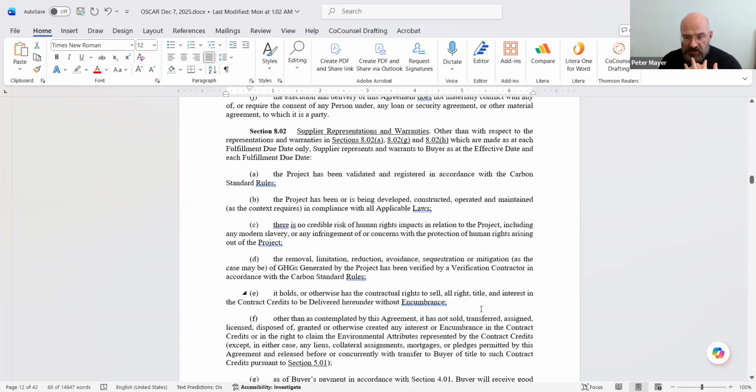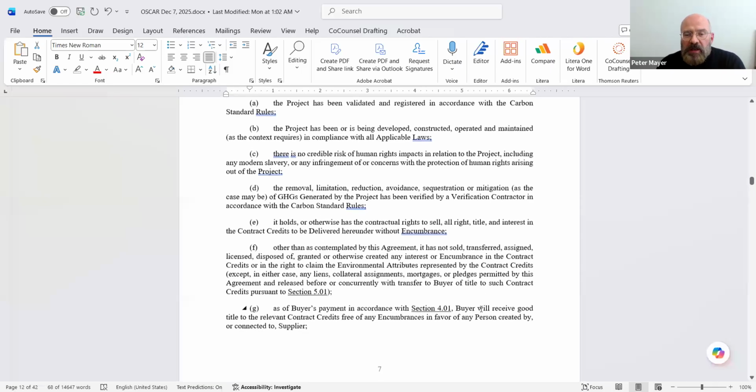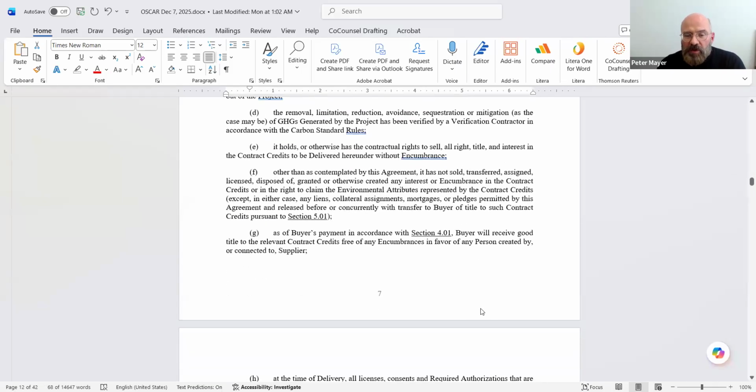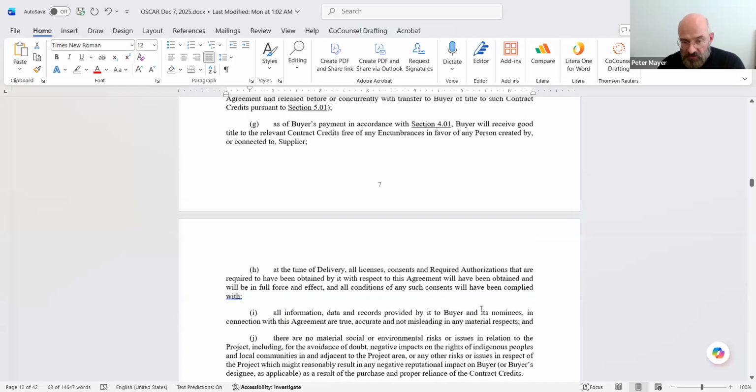802 goes a bit more into the supplier-specific warranties, right? This is more with respect to the project. The supplier should represent that the project has been properly validated and registered, everything has been done in accordance with the law and the applicable carbon standard, material environmental risks, and so on and so forth.